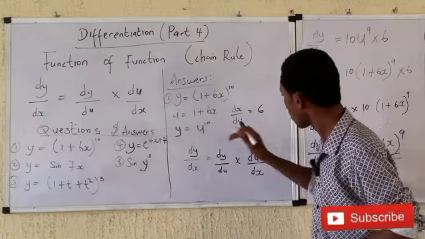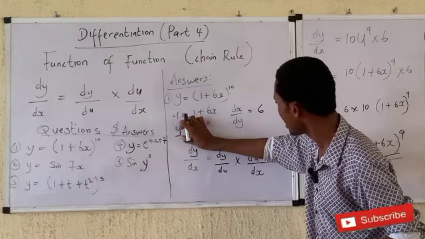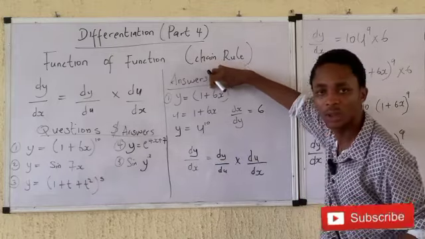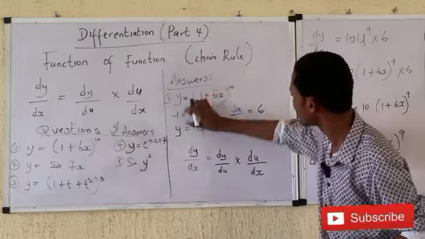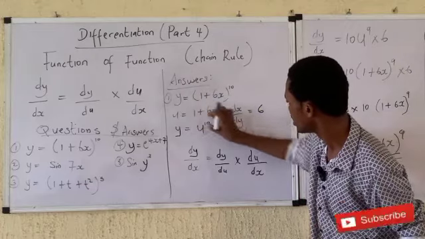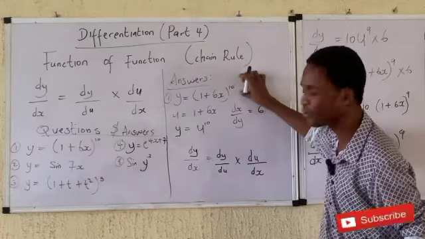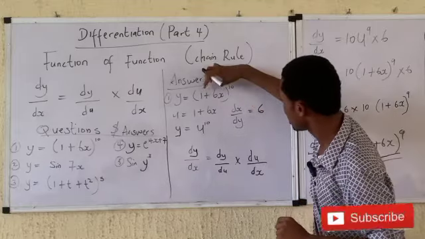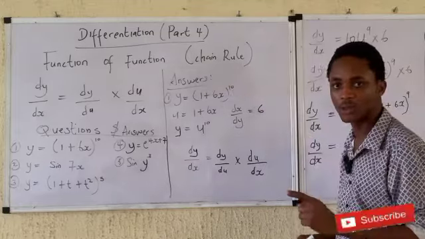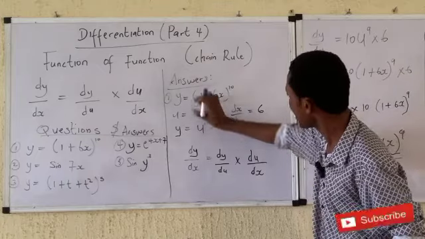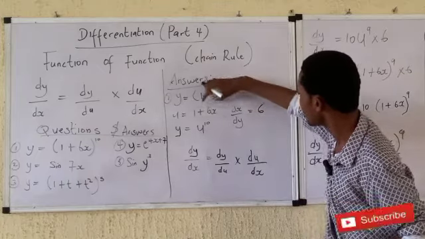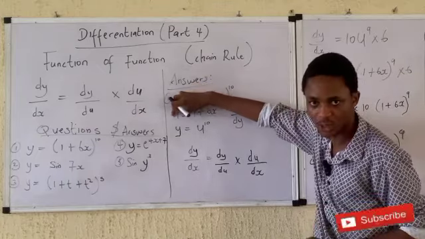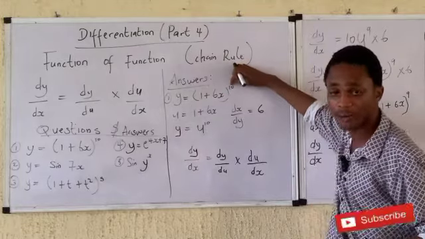Now, our y, this bracket is our u, so we replace it with u. I reiterate, this bracket is our u, which is this one. Instead of rewriting it, we replace it with u, so y equals u raised to the power of 10.